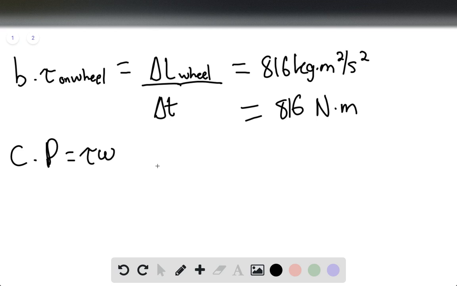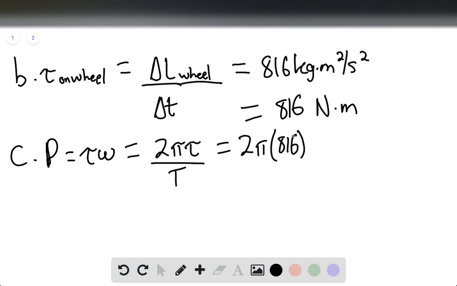And then part C is really easy because power simply equals the torque times omega. In this case, omega would be 2 pi over t. So we can say that it would be 2 pi times the torque over t. So this will be 2 pi times the torque of 816, divided by the period of 5.5 seconds. And we're getting a power exerted of 932 watts.